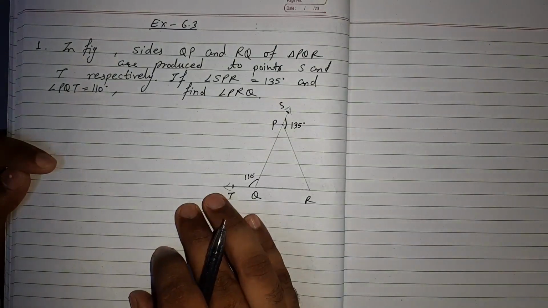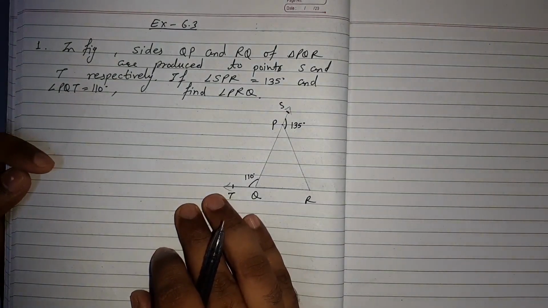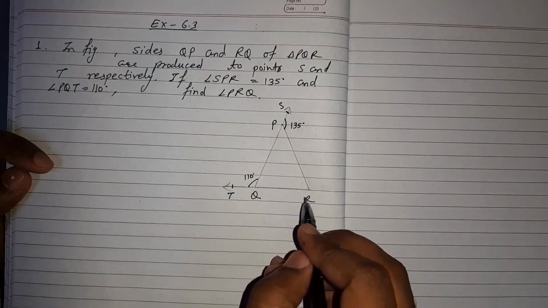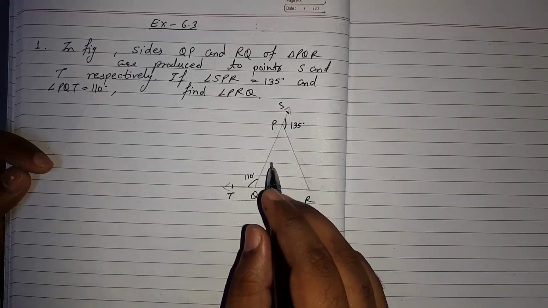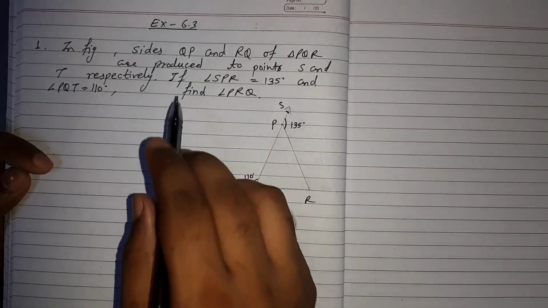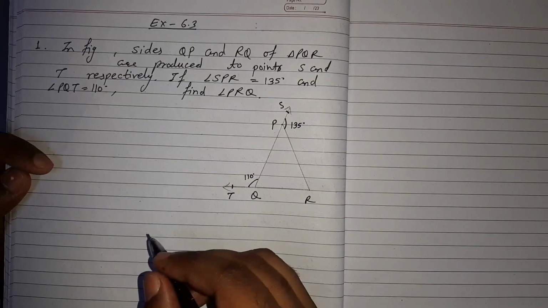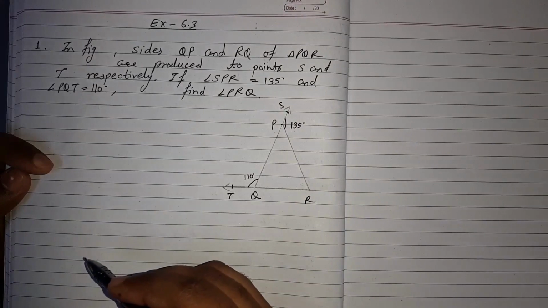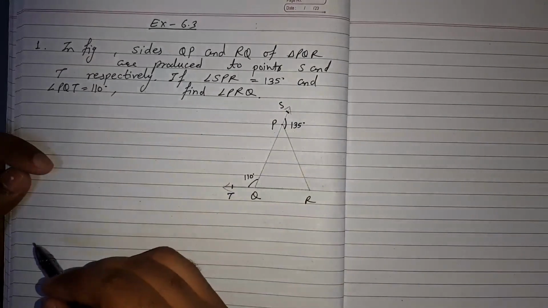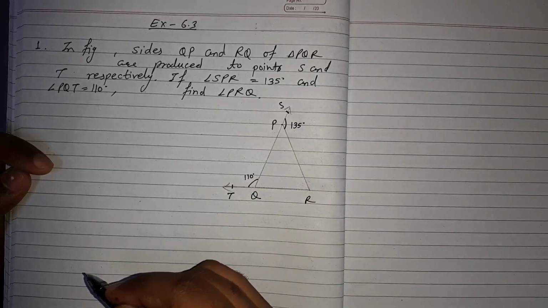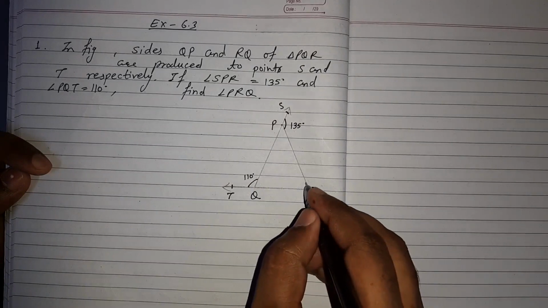Now we will start exercise 6.3, question number 1. In the figure, side PQ and side RQ of a triangle PQR are produced to points S and T respectively. If the exterior angle SPR is 135 degrees and angle PQT is equal to 110 degrees, we have to find the value of angle PRQ.